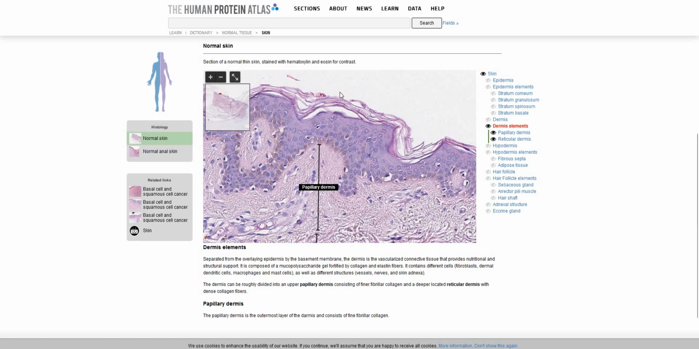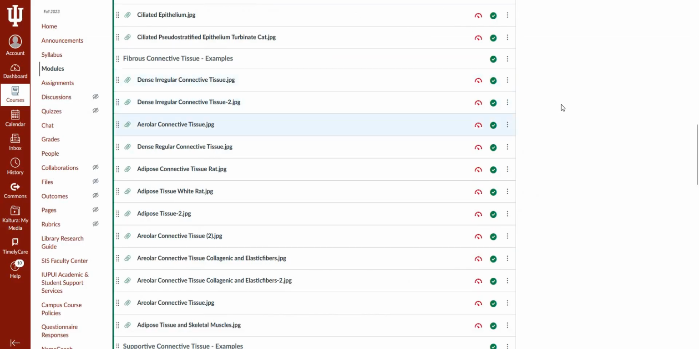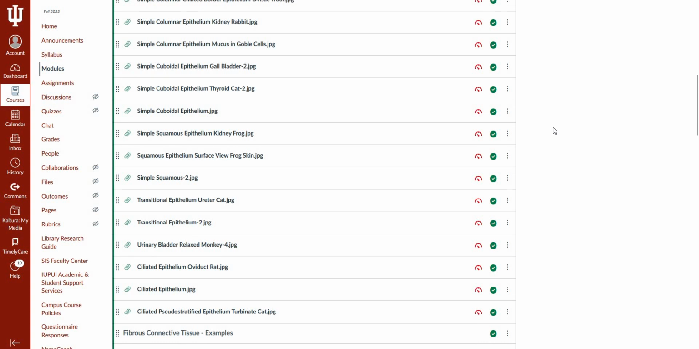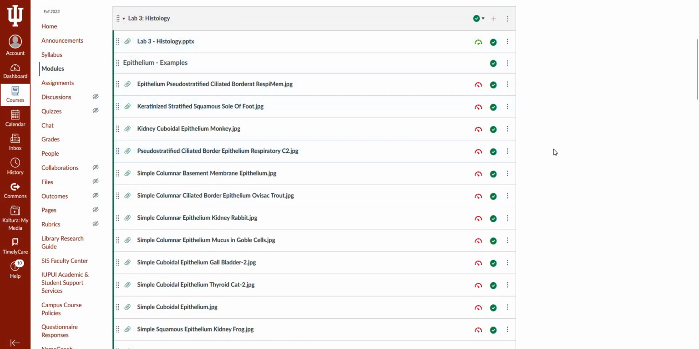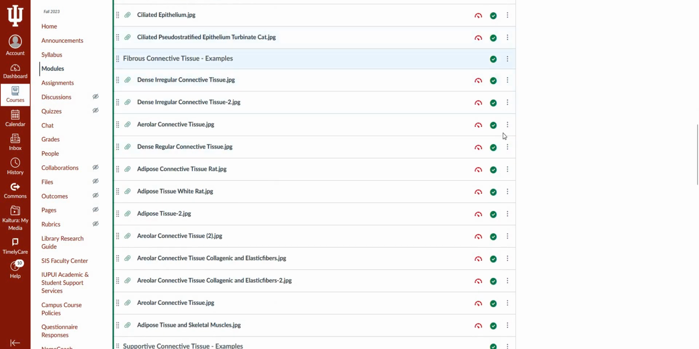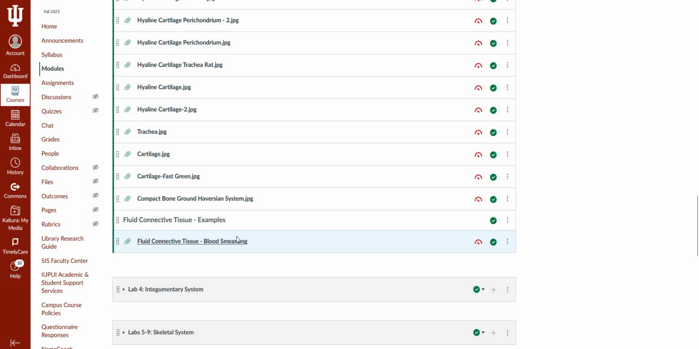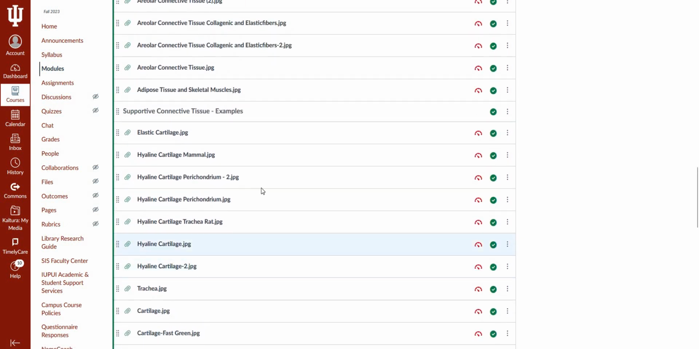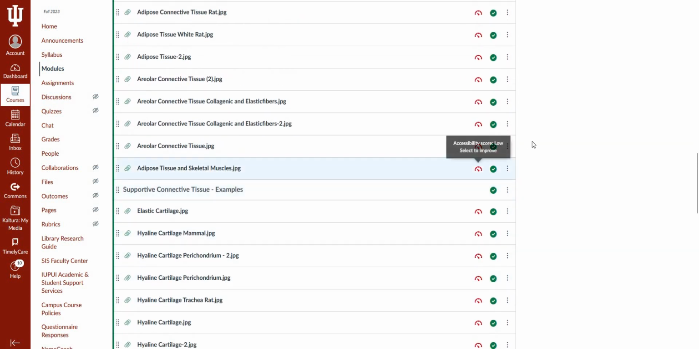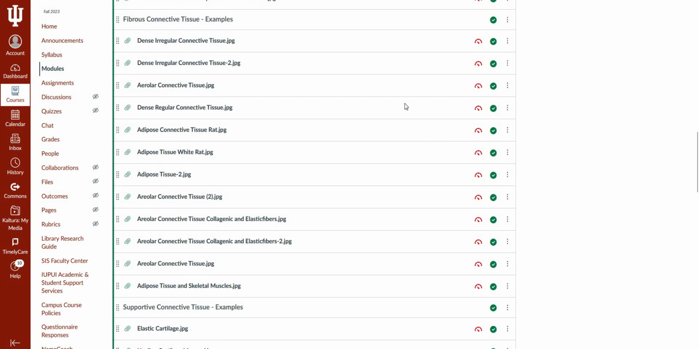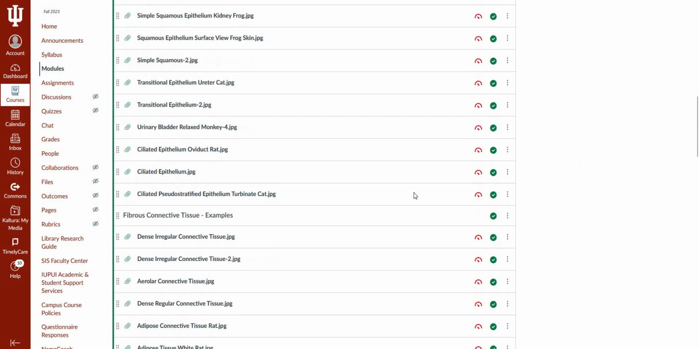So like I said with the epithelial video, modules are going to be your friend. So underneath our epithelium examples, we have connective tissue examples. So they're organized by category. We've got fibrous, supportive, and fluid connective tissue. So I know there are a lot of examples here, but that's to give you practice when you don't have microscopes in front of you. So I highly recommend going through most of these images.